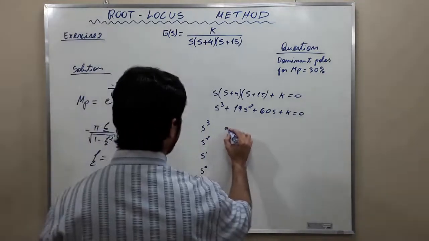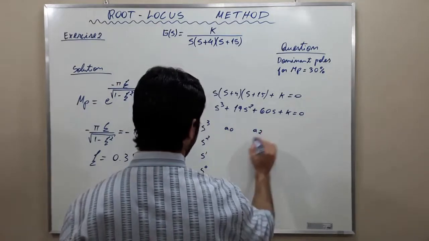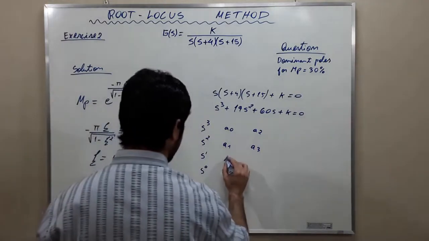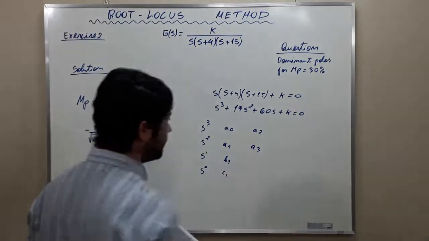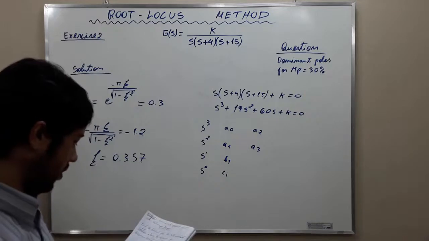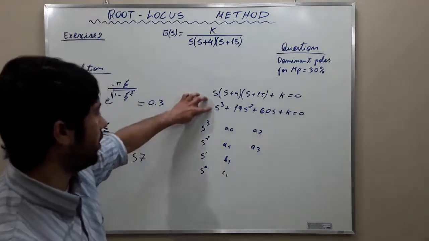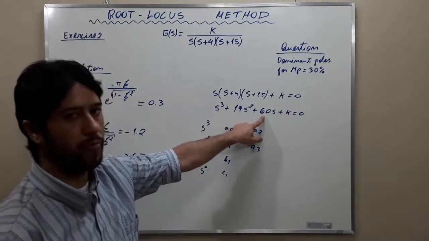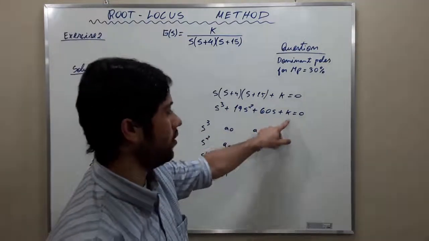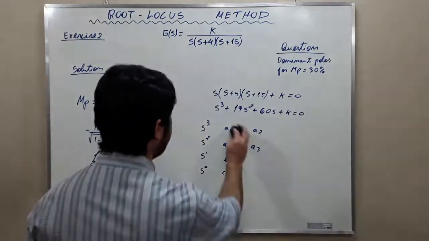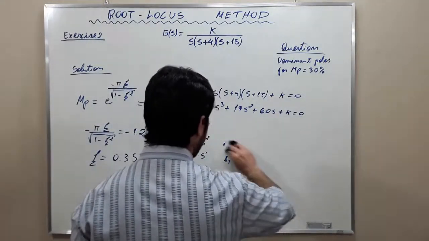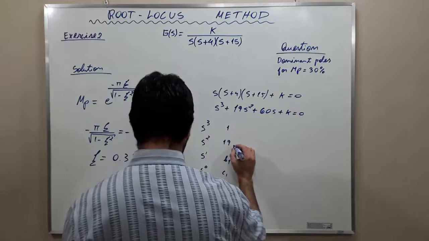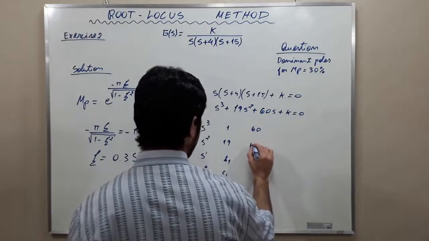And here, a0, a2, a1, a3, b1, and c1. From this, we know that a0 is 1, a1 is 19, a2 is 60, and a3 is K. Then let's substitute: 1, 19, 60, and K.